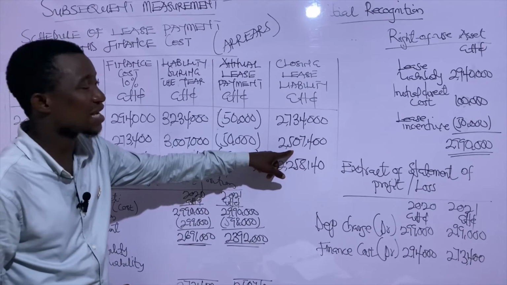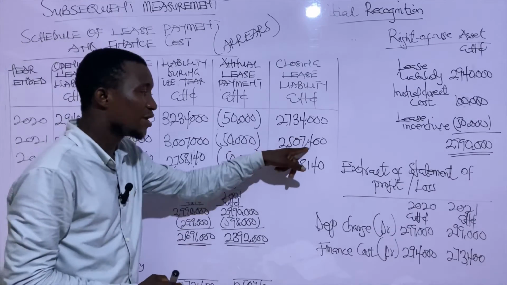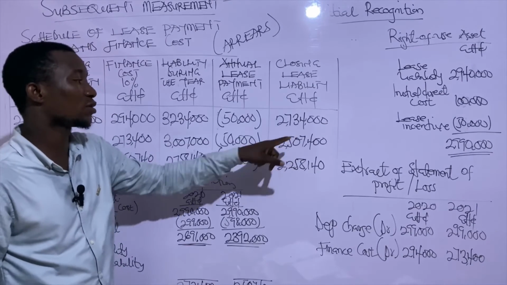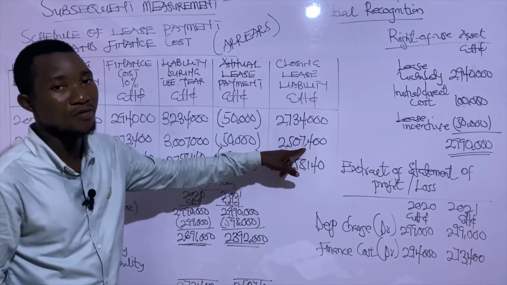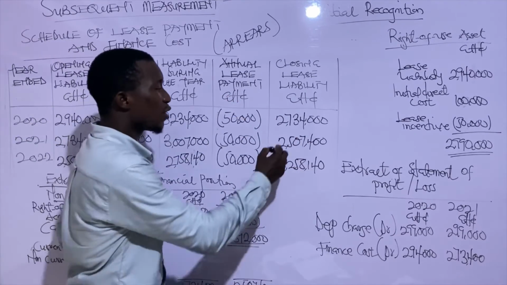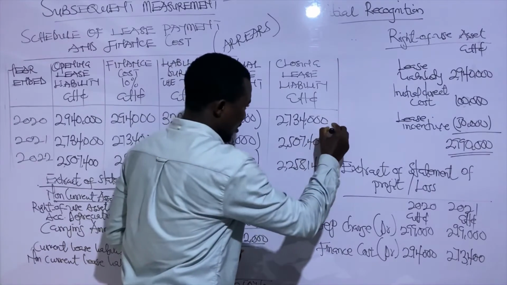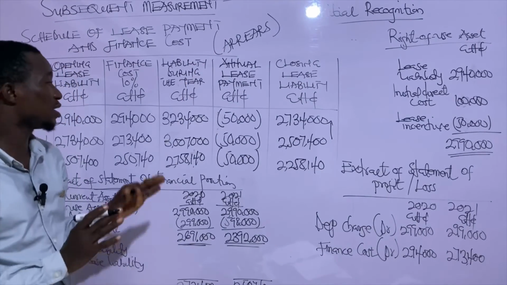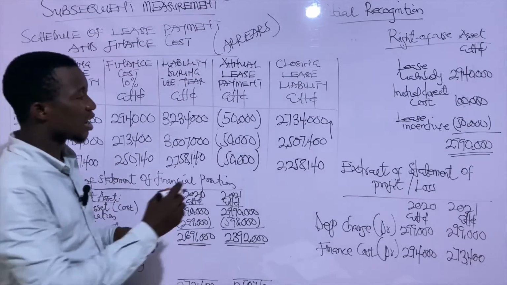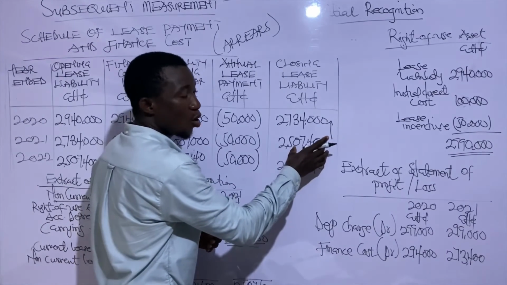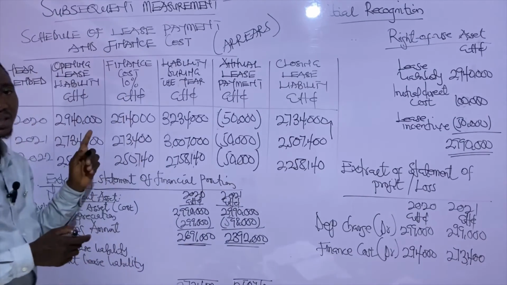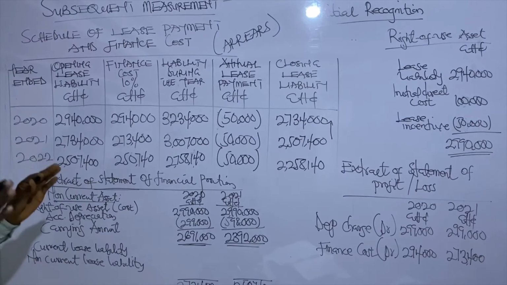It means A Limited has paid some. That is why the liability has reduced from 2,734,000 to 2,507,400 within the year. So the reduction in the liability, the difference, is the current component that A Limited has paid within the 2020 financial year. The remaining balance that is still unpaid in 2021 becomes the non-current component in 2020 that A Limited wasn't able to pay. Is this clear?